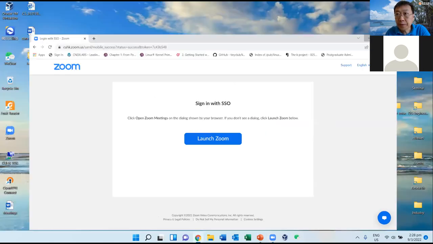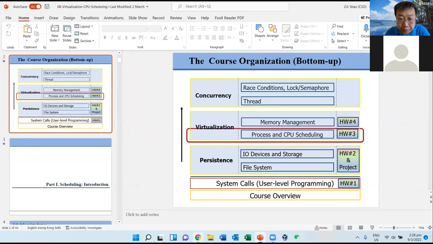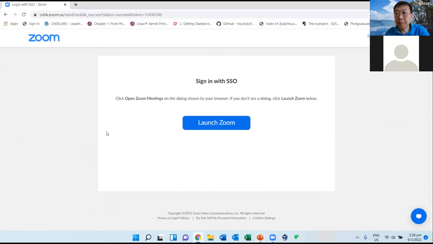Everything okay? So, yeah. Today's plan, basically we will finish multiple level feedback queue. Last time we had a few questions related to how to do scheduling, considering both performance and also fairness. When we talk about performance, we talk about turnaround time. When we talk about fairness, we talk about response time.